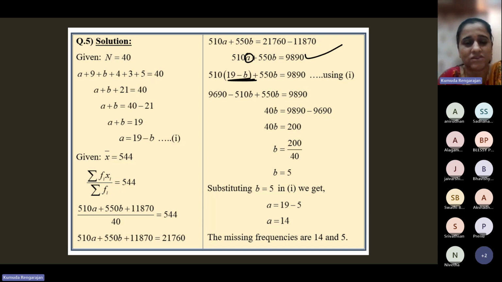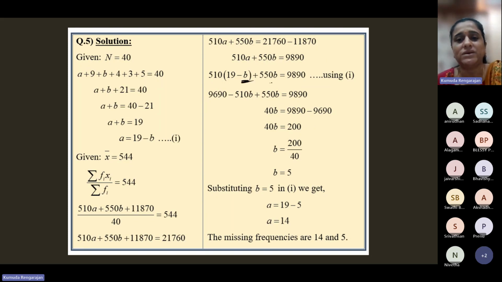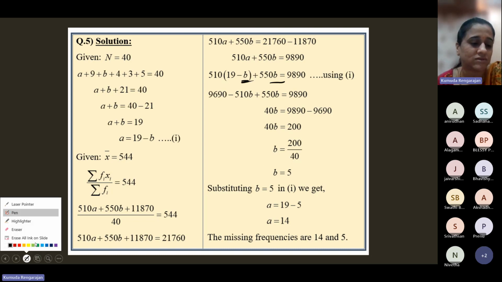First we had A and B in the second equation. Now after substituting, A is gone. We have replaced A with 19 minus B. So in the second equation, we have only B now. See, a B. So now we can solve this equation and find the value of B. That's how the substitution method works.